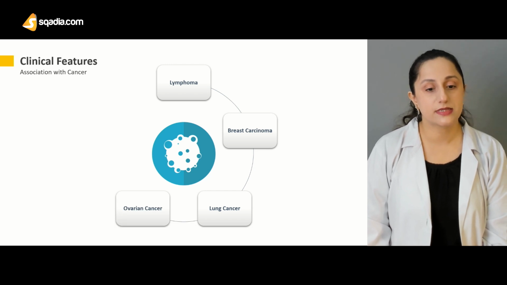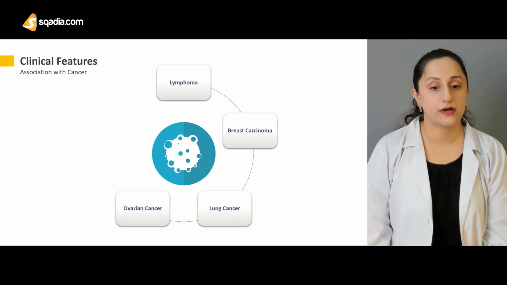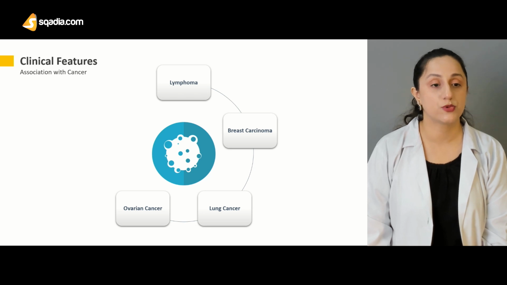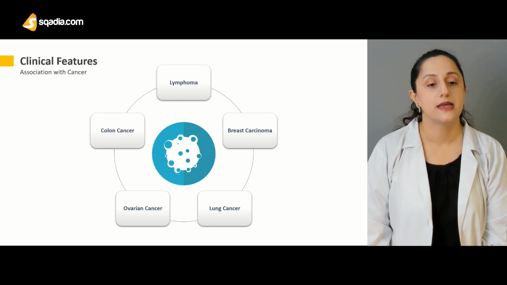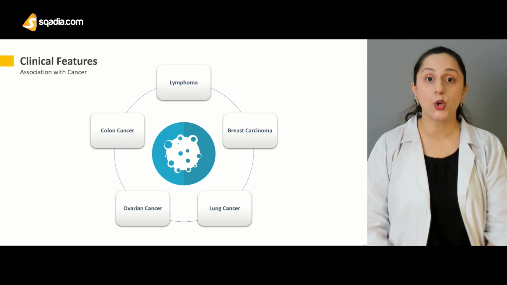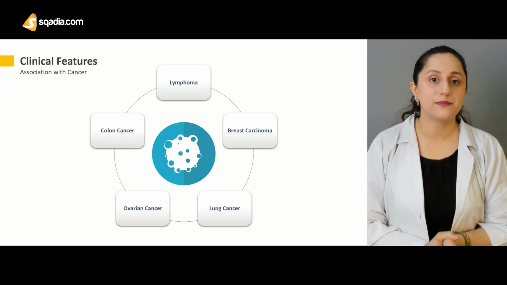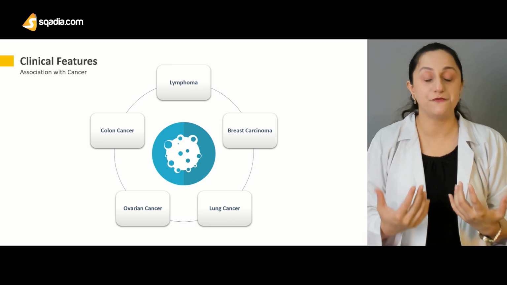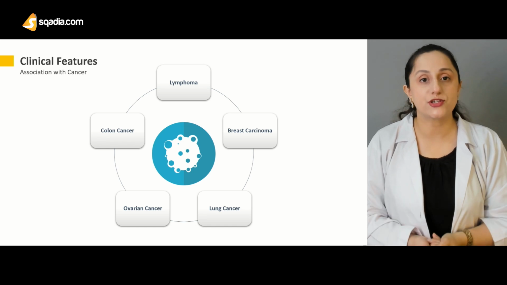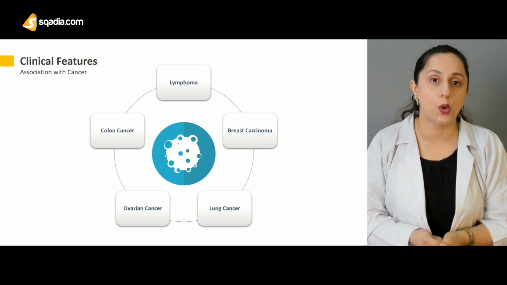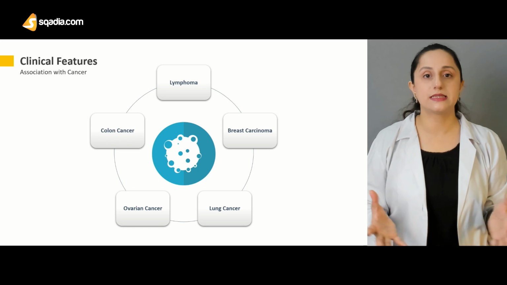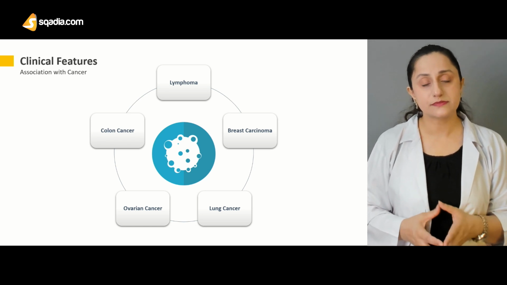Ovarian cancers are another kind of tumorous condition that is associated with dermatomyositis. And then finally, we have the colonic cancers that can be associated with the development of dermatomyositis. The features of myalgias and the features of cutaneous rashes and manifestations are present along with all of these cancerous conditions.